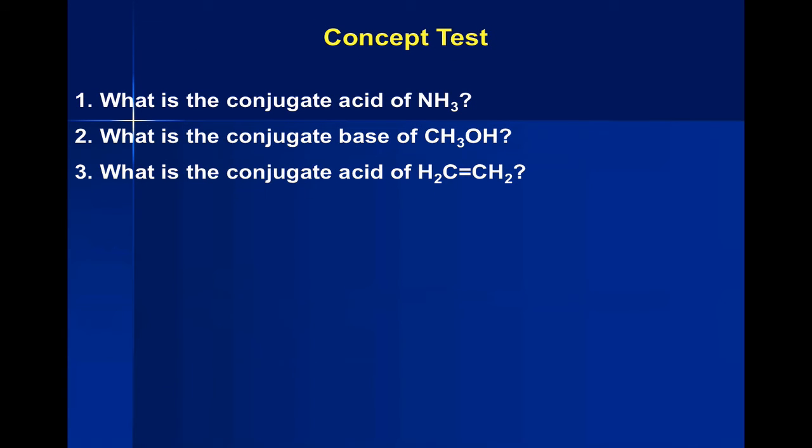So what is the conjugate acid of ammonia? Ammonium, NH4 plus. What is the conjugate base of methanol? CH3O negative. It's known as methoxide. What is the conjugate acid of CH2CH2?